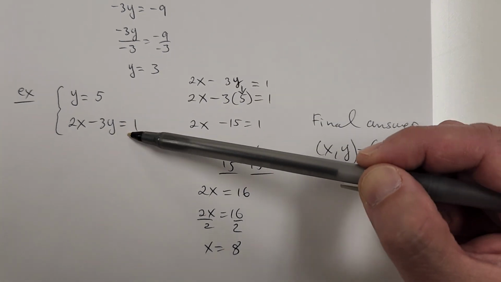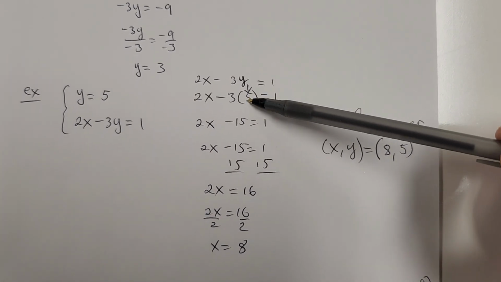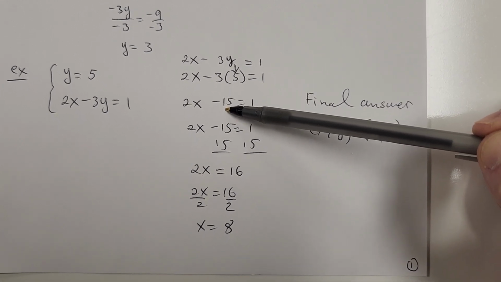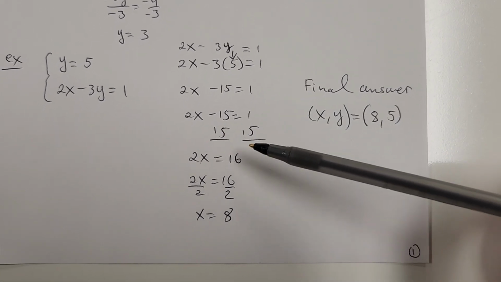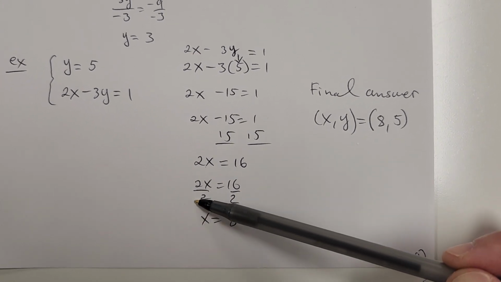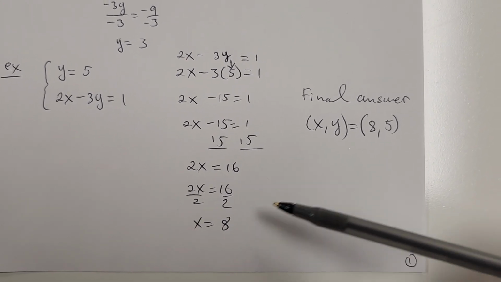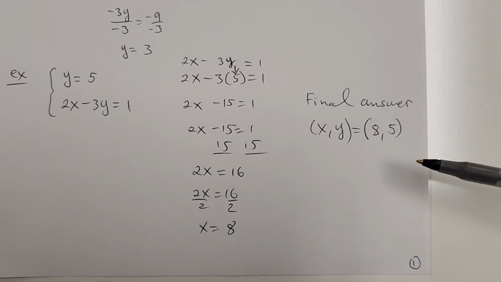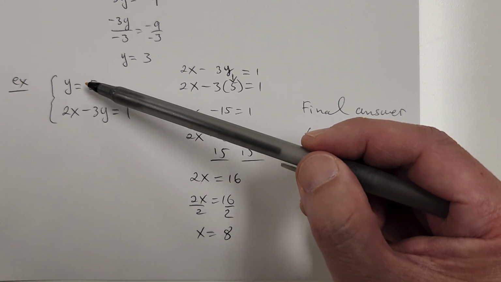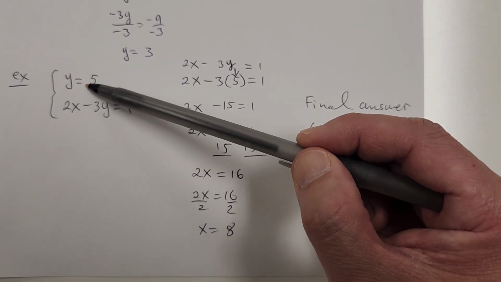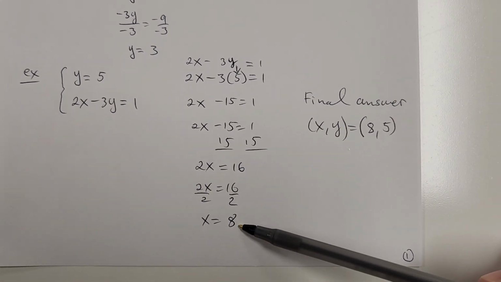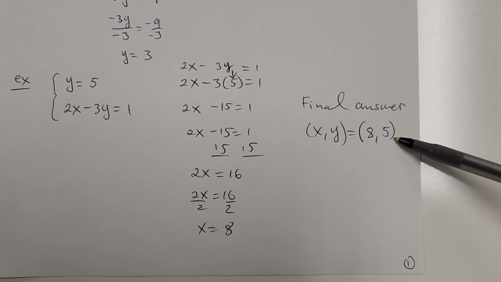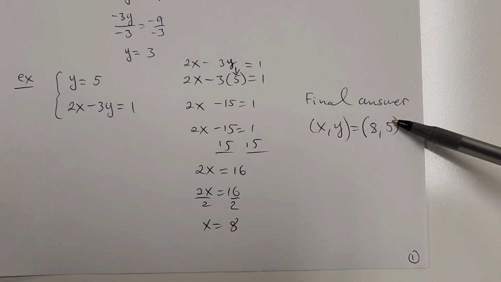So rewrite the second equation, plug the y in, which is 5. Multiply gives me -15. Add 15 to both sides gives me 16. Divide by 2 gives me 8. So my final answer is 8, 5. Again, I already know what y is. Now go find x. So that is the answer, 8, 5. Again, x goes first and then y.